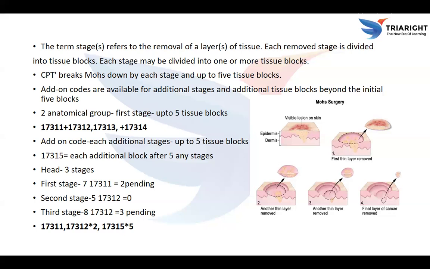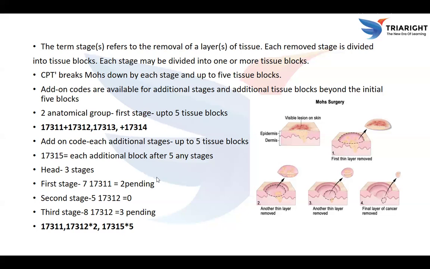So additional tissue blocks, more than 5 blocks, you have to assign 17315. This is used for extra blocks beyond the first 5 blocks of a stage, and it can be used for any stage. This is a very common exam trap. CPT includes up to 5 tissue blocks per stage, and anything more than 5 blocks must be assigned the 17315 code.